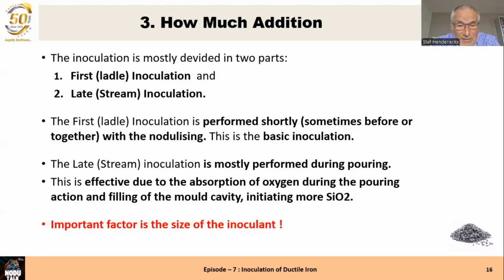Why is that late inoculation effective? Because during the pouring, the metal is in contact with the air, and you will have absorption of oxygen during the pouring. And this oxygen can very easily make SiO2 nuclei, which is needed for making the nodule. Pay attention here. Important factor is the size of the inoculant.